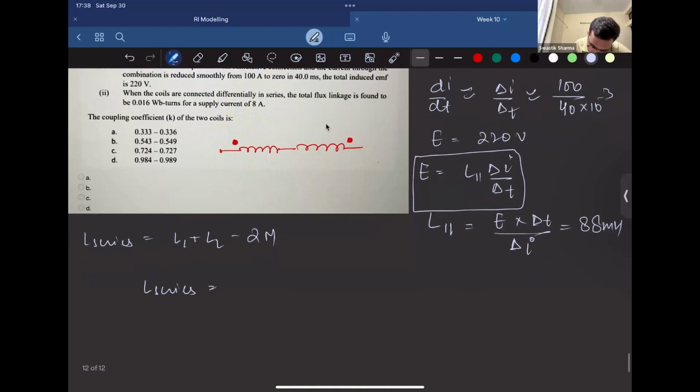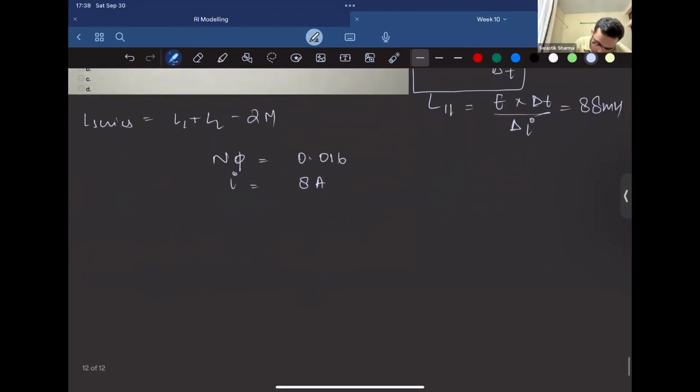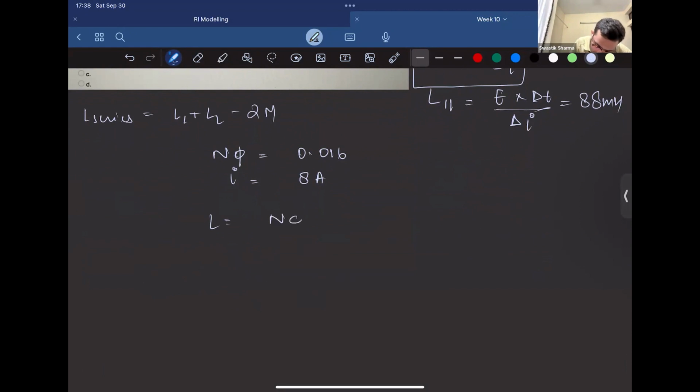It's saying that the total flux linkage is found to be, let's denote flux linkage as lambda, 0.016, and the current is 8 ampere, right? Now we know L can be denoted as N phi by I, or N delta phi upon delta I, but since it's given as a single quantity, we can write it like this. So that means L series is 0.016 divided by 8, which is 2 millihenry, right?